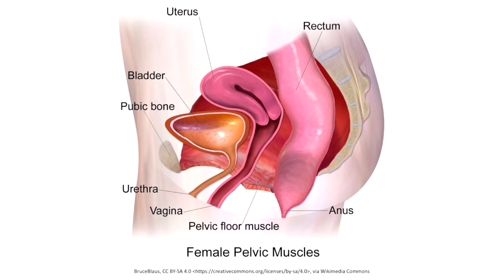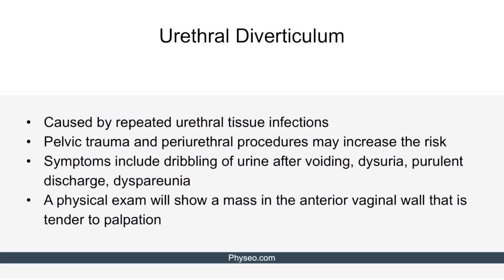As with any diverticulum, a urethral diverticulum is an outpouching of the mucosa. In this case, the urethral mucosa herniates and abuts against the anterior vaginal wall. And the urinary symptoms that we will describe in the coming slides are the result of this area becoming inflamed and filling with urine. A urethral diverticulum is caused by repeated urethral tissue infections.